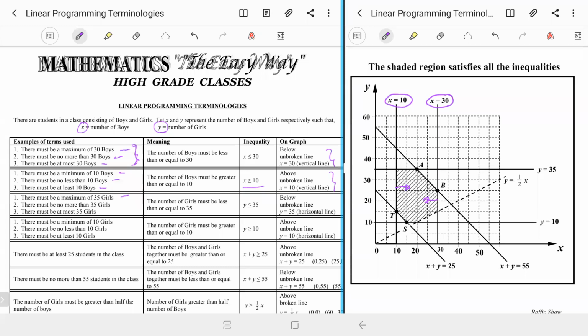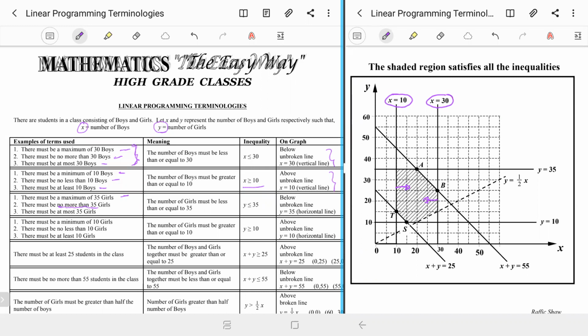Another way of saying the same thing is that there must be no more than 35 girls. 35 or less girls they must have, not more. So the number of girls must be less than or equal to 35. Look at the last one.